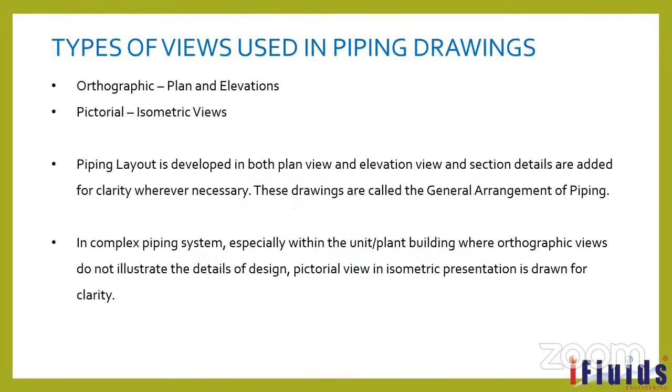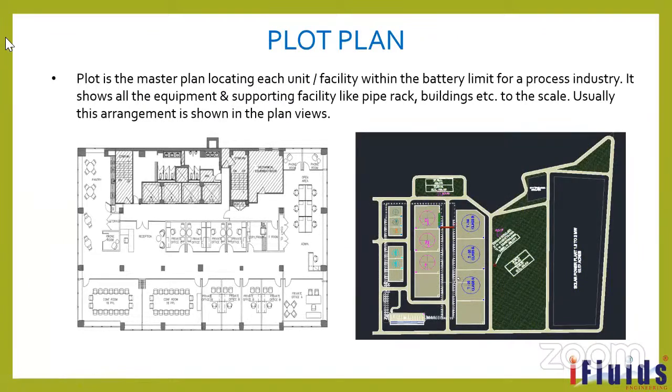Before going into that, we will see the types of views used in piping drawings. The first one is orthographic, the second one is pictorial, plan and elevation. That we will see in detail in upcoming slides. First, we will see about the plot plan.